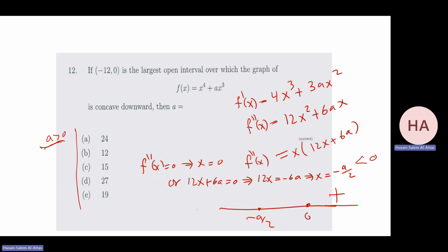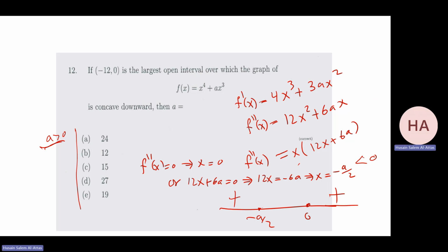Take a value less than minus a over 2. What is a? I take minus a, which for sure is less than minus a over 2. Plug it in here: I have minus 12a plus 6a, that will be negative, and that also will be positive.